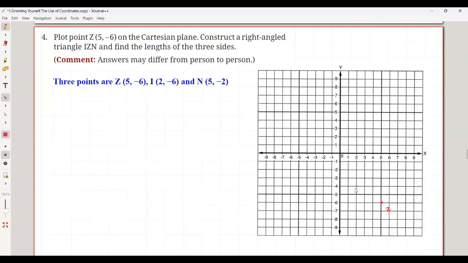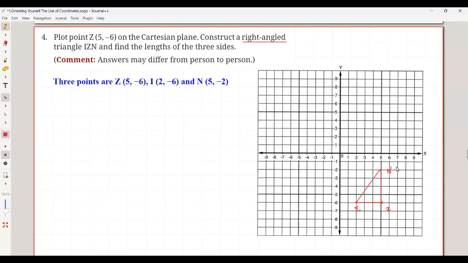Now I have to find out 2 more points. So I have taken the 3 points: one is (5, -6), the second one I am taking as (2, -6), and another point I have taken, N, as (5, -2). Z is already given, this is (2, -6), this is I, and this is my N. If I join all the points, I'm getting a right angle triangle IZN.